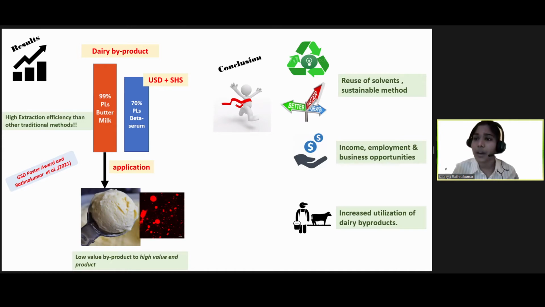And this project helps the dairy farmers in generating income by utilizing every single drop of milk, and it also creates more business opportunities for industries by increasing the utilization of the dairy byproducts more effectively. In the case of ice cream, you are converting a low value product to a high value end product, not only enriching the ice cream with more nutrition, but the phospholipids by themselves also serve as a natural emulsifier, which I'll be working on in the future.